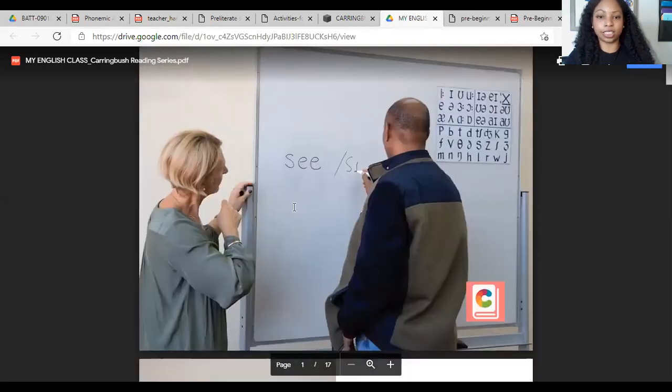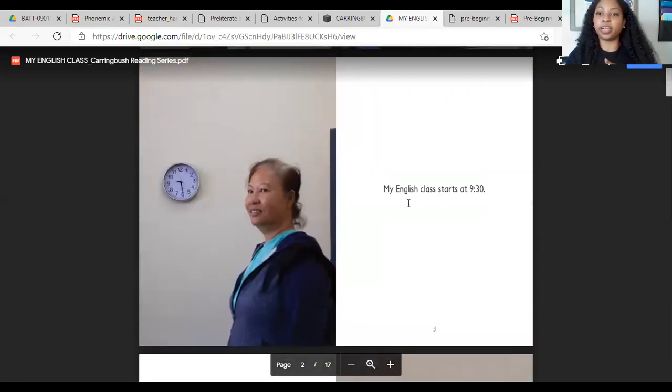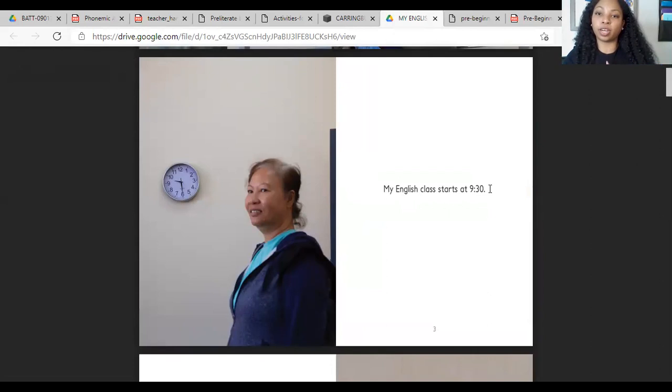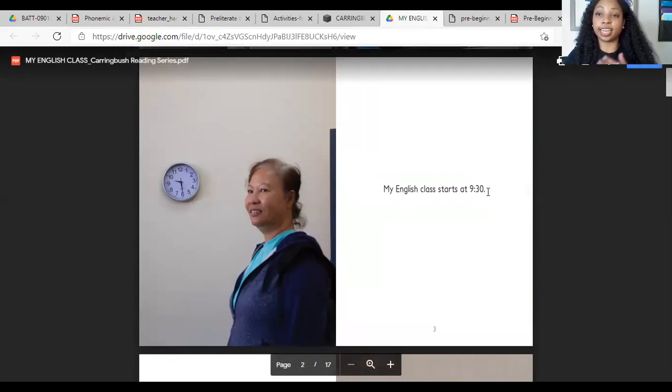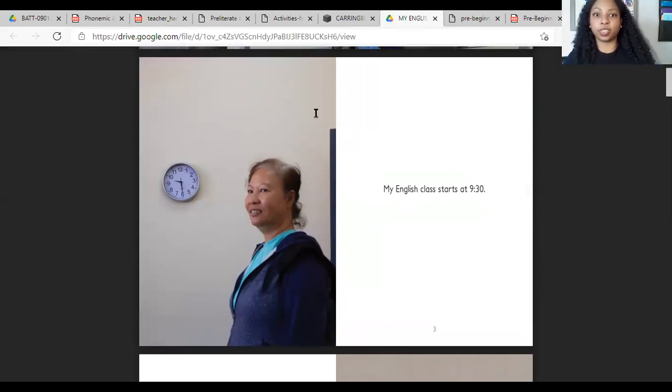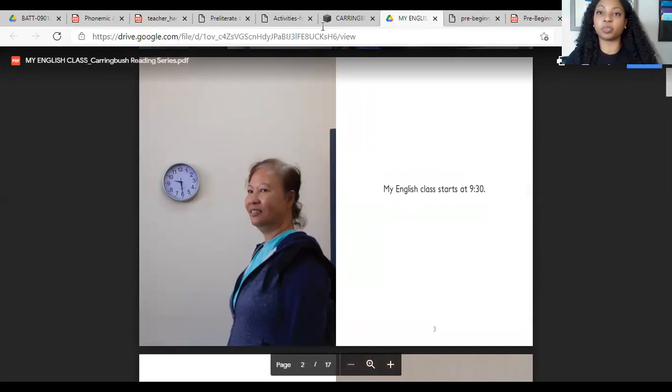And it's called My English Class. As you can see, it's 17 pages, but it's got really short, simple sentences that are designed for ESL students learning how to read, and they all come with real photographs, which is wonderful.